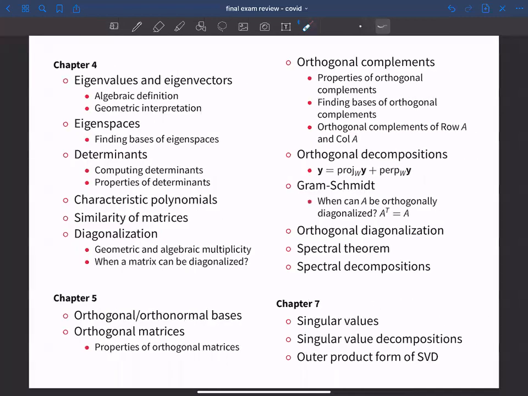We talked about the spectral theorem and the spectral decompositions, and then finally in chapter 7 we introduced the singular values and the singular value decomposition. So that's the fresh stuff. So I won't say too much there. But any questions on all of this before we do a few example problems?